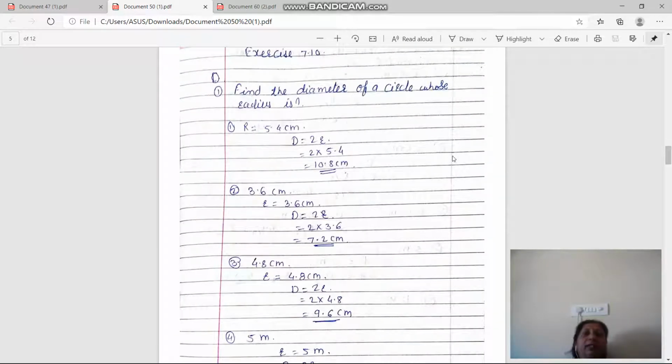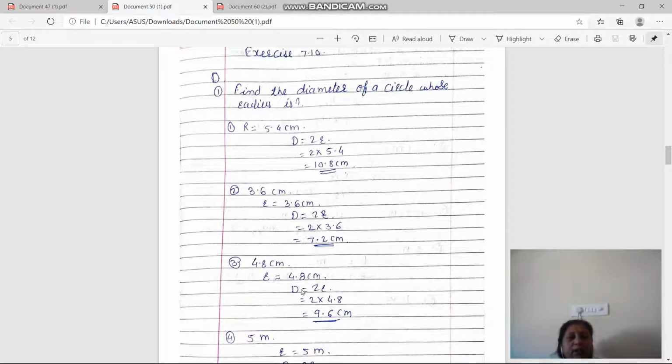Find the diameter of a circle whose radius is given. Radius is 5.4 centimeters, so diameter is equal to 2 multiplied by 5.4, that is 10.8. Then 3.6 is the radius, so diameter is equal to 2 multiplied by 3.6. We get 7.2.